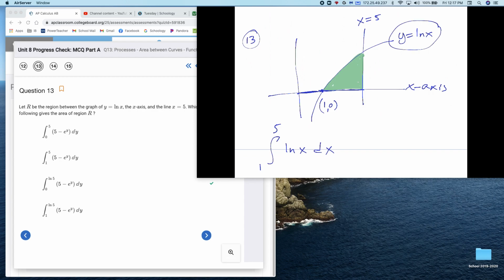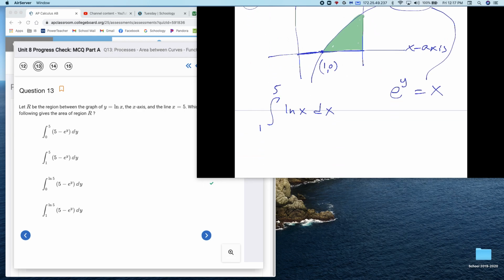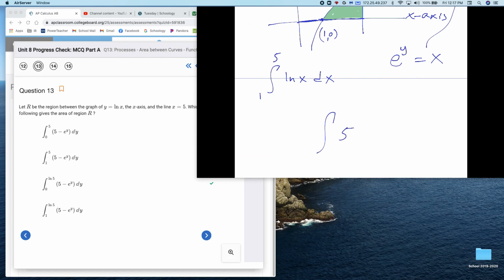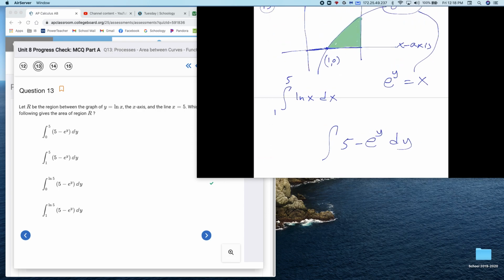You just have to go, okay, well, if this is x, if y equals the natural log of x, then e to the y is equal to x. And if you think about what this looks like, we're going to do the top curve, which is 5, minus the bottom curve, which is e to the y. And we're going to do dy on this.